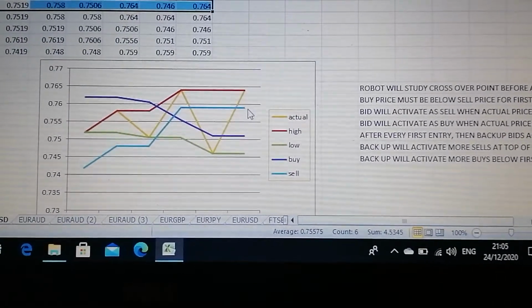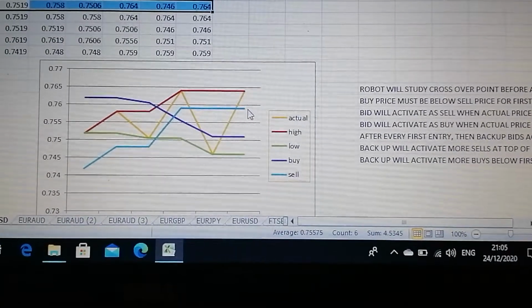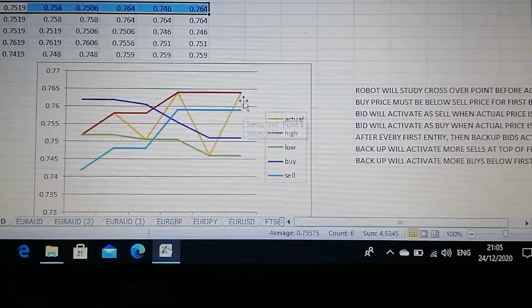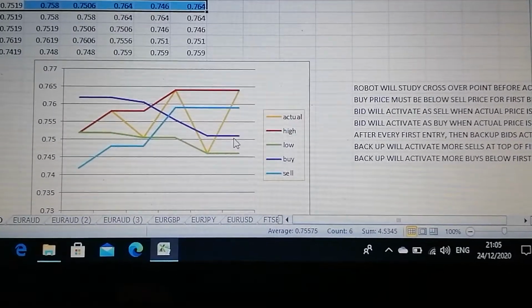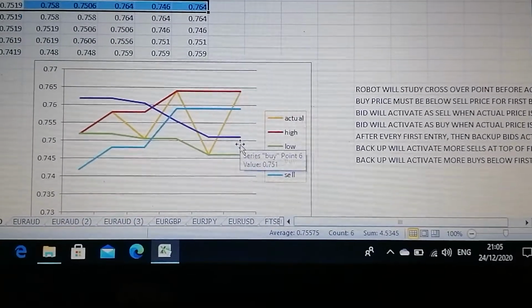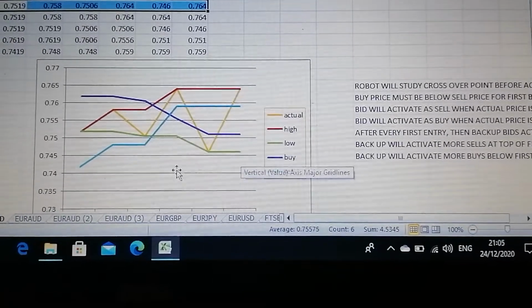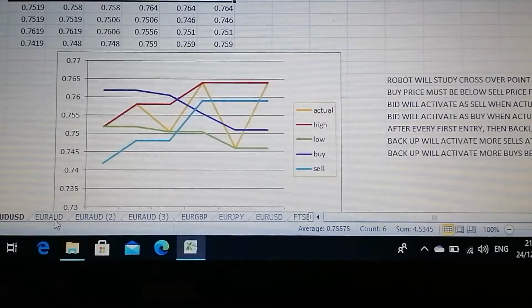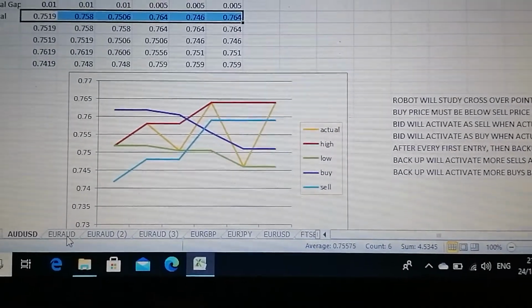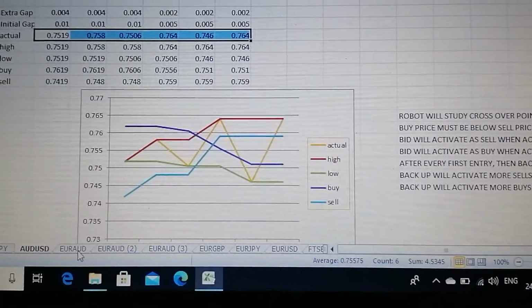So when it comes down to this level, there would have been sells already activated on this line, and those sells will now activate and come down until it touches this buy, and future buys will be activating from this position. Same thing here, you can see for this EUR AUD, I did 3 positions, which is 3 different scenarios based on 3 different gaps.